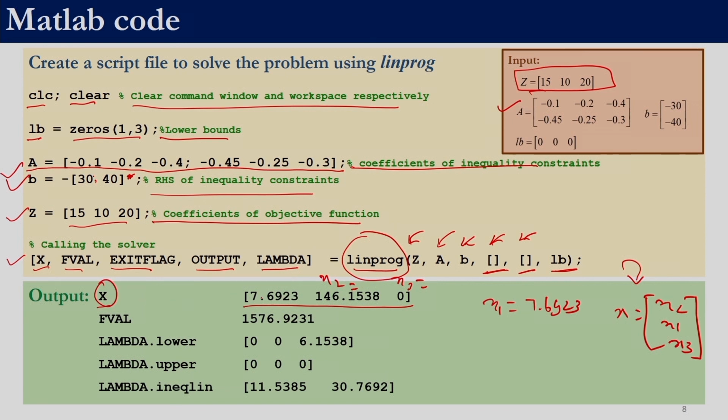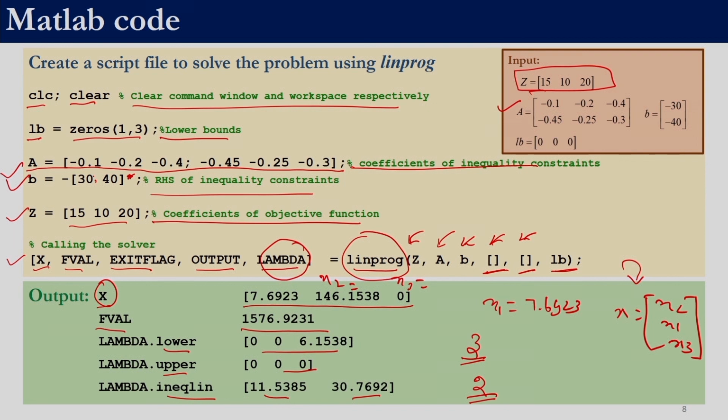For these decision variables, the value of the objective function is 1576.9231, and this lambda will be a structure. The structure will contain 3 values: the lower, upper, and inequality. If we say lambda dot lower, we will get 3 values. If we say lambda dot upper, we will get 3 values. If we say lambda dot ineqlin, we will get 2 values. There are 3 values over here and over here because we have 3 decision variables. There are 2 values over here because we have 2 inequality constraints. We will see how to interpret this, but as of now we are just seeing how to access the values. Once we access the values, we will talk about how to interpret them.